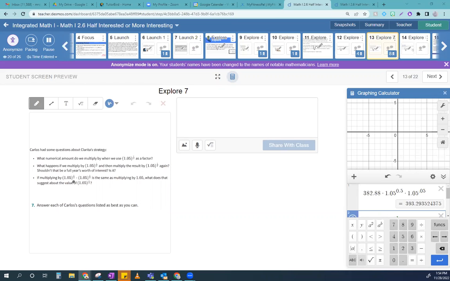Okay. So hold on to this question. If multiplying 1.05 to the half and 1.05 to the half is the same as multiplying by 1.05, what does that suggest about the value of 1.05 to the 1/2? And you guys already answered that, right? This means it's the square root. Okay. I'm going to have you guys hold on to this one real quick.